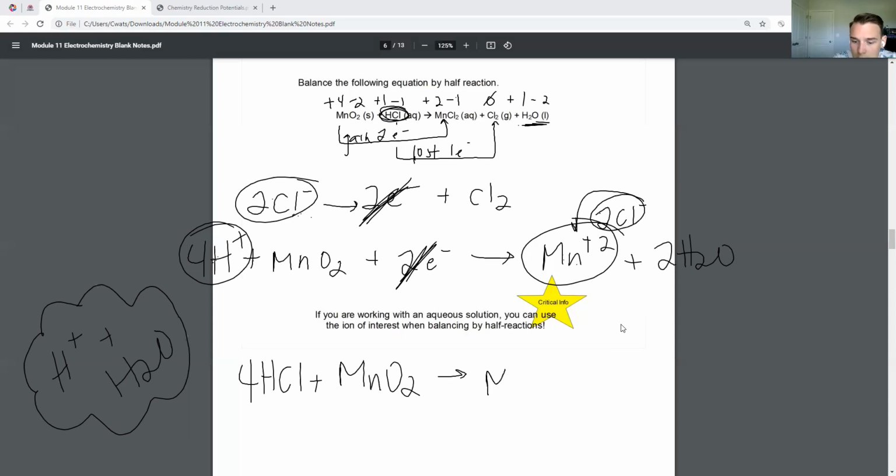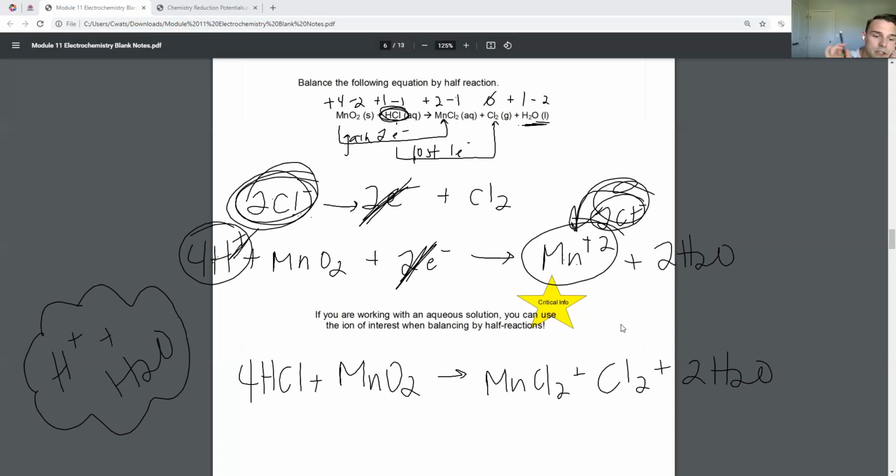I'm going to have 1 MnCl2. I'm going to have the chlorine gas, and then 2 H2Os. Okay, so that's where the other 2 chloride ions went. It went to form here, so that you'll come together to get the 4 hydrochloric acids, the manganese 4 oxide, the manganese 2 chloride, chlorine, and 2 waters.